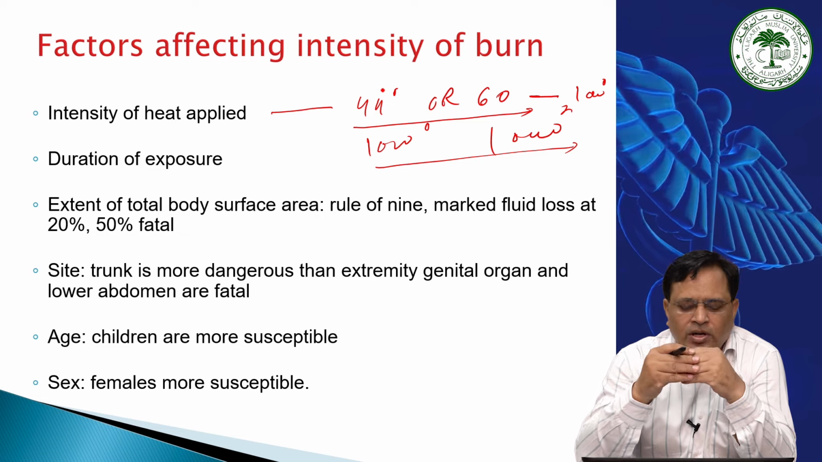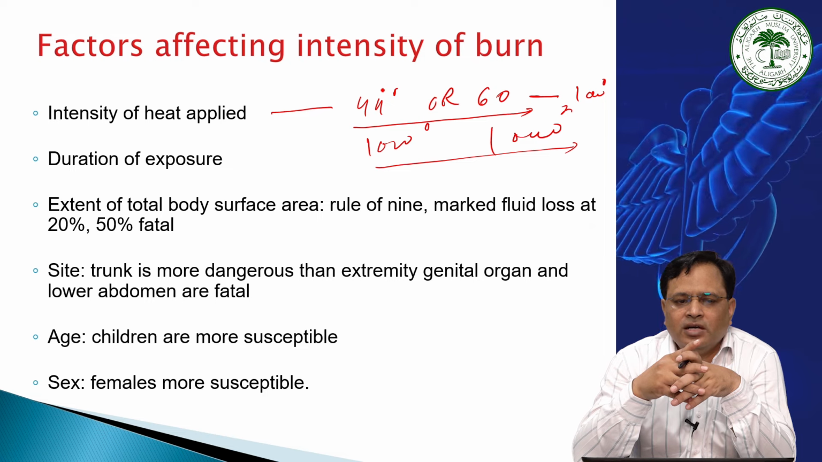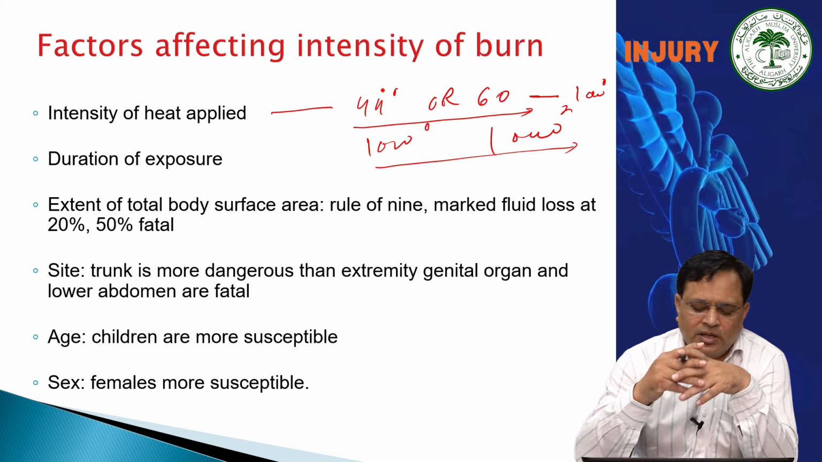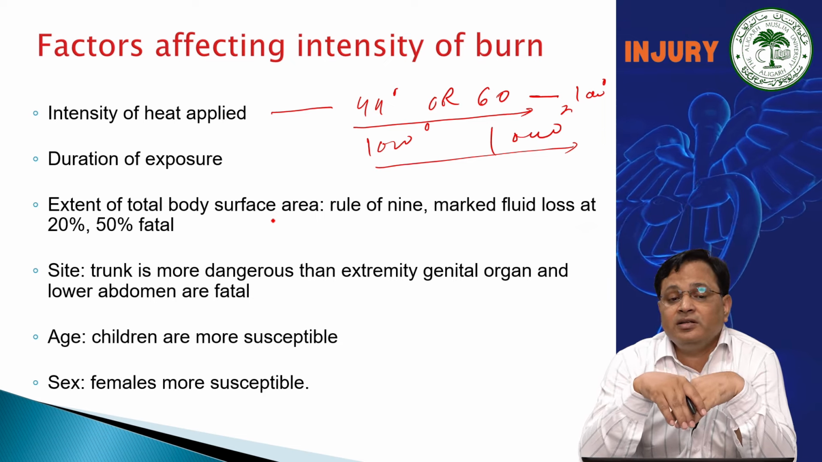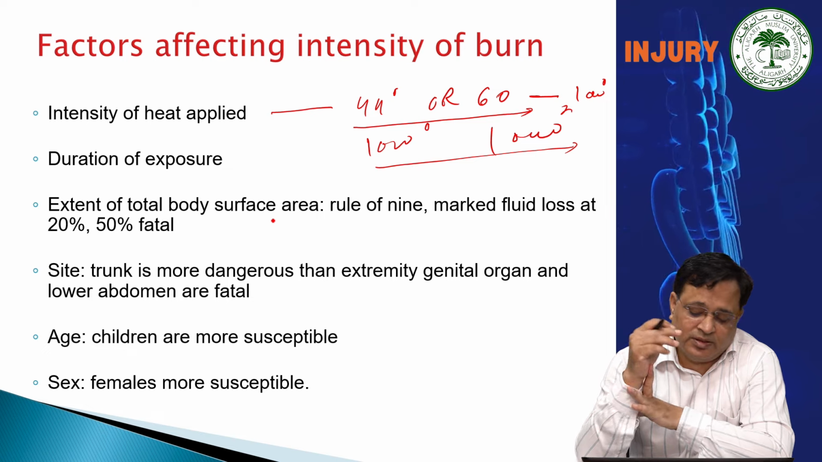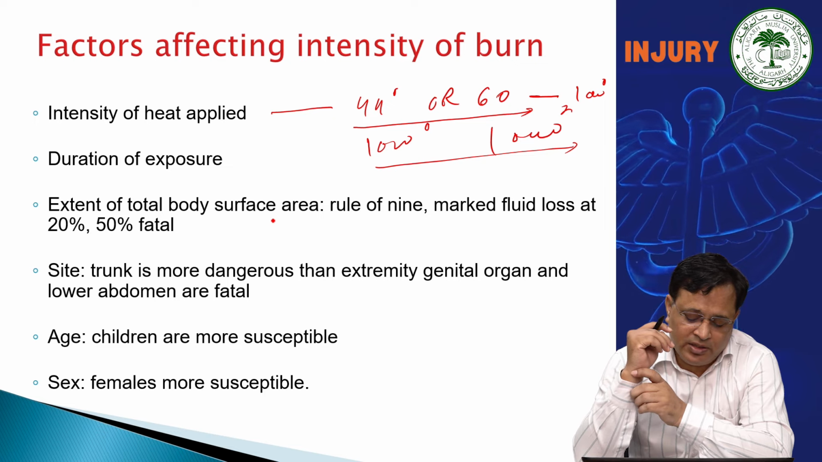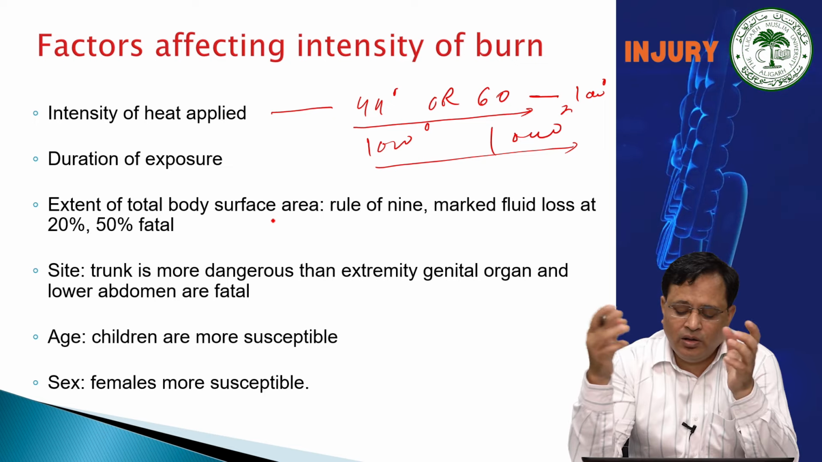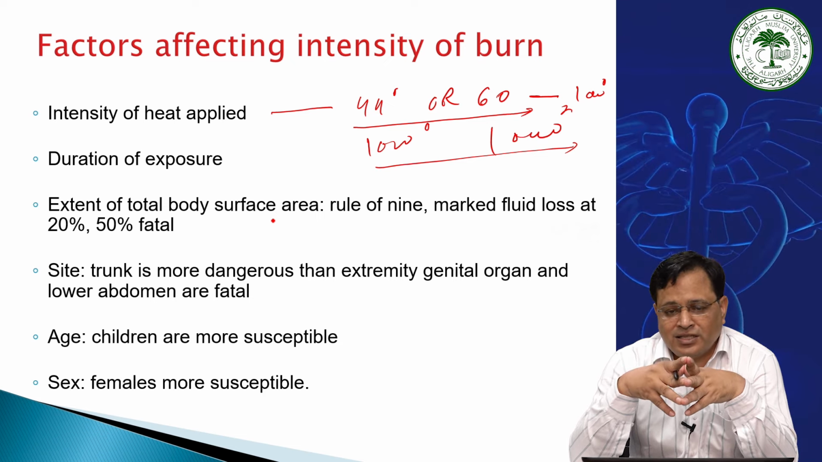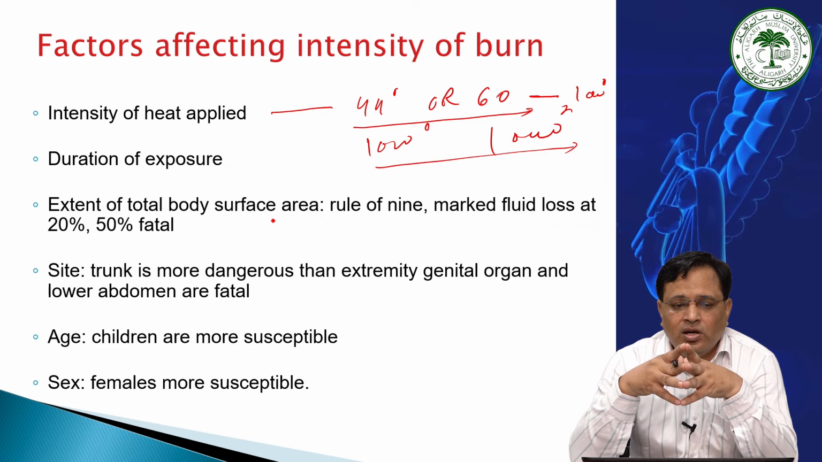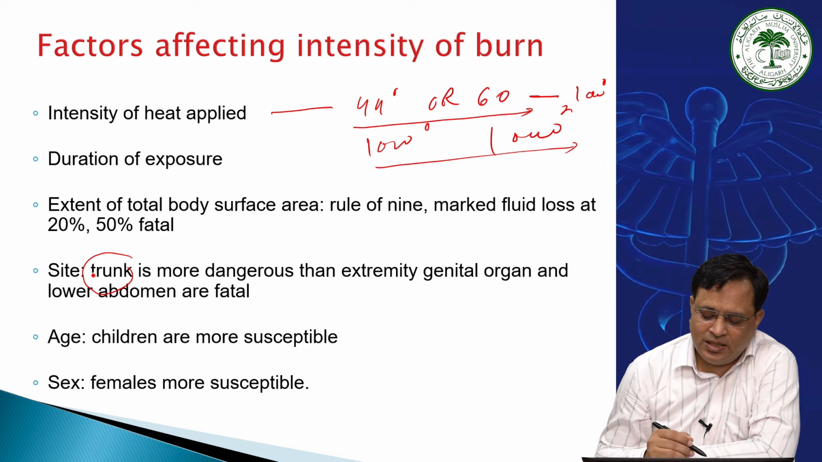The extent of total body surface area, by the rule of 9 which I have already discussed, marks the fluid loss, at 20 to 50%. Generally, we consider that anything above 30% surface area burn is fatal, but sometimes a person survives also. It is a generalized formula based on the overall ratio. The site also matters: the trunk is more dangerous than the extremities, and genital organs and the lower organs are fatal.